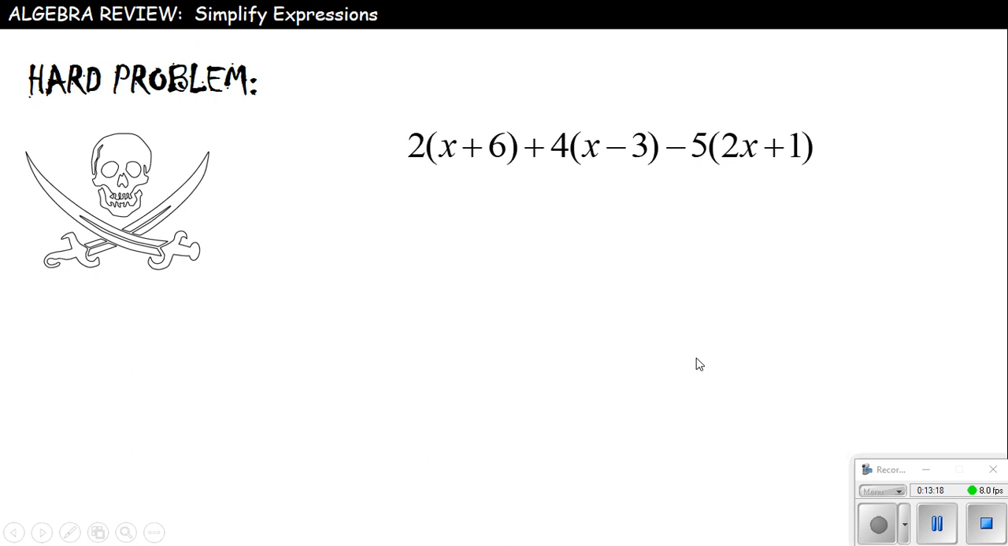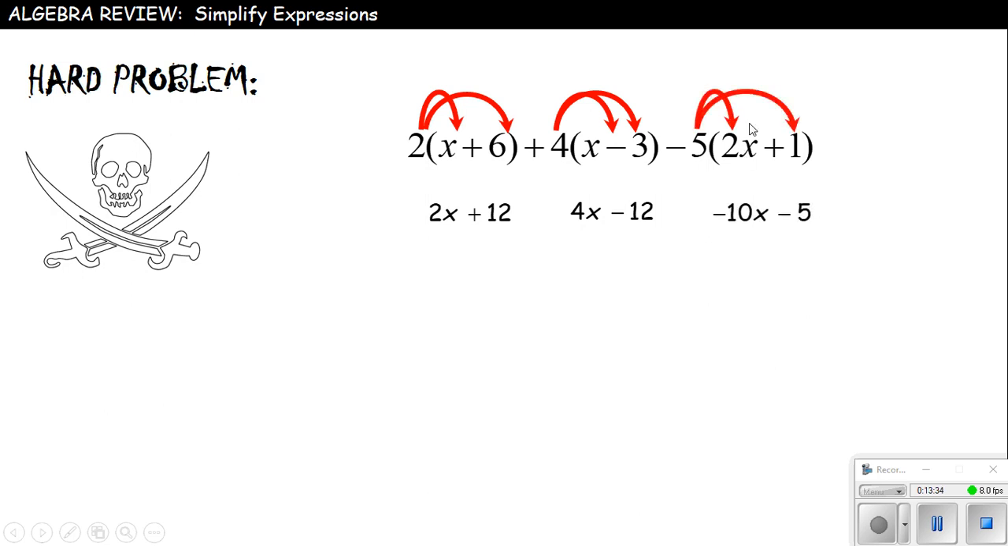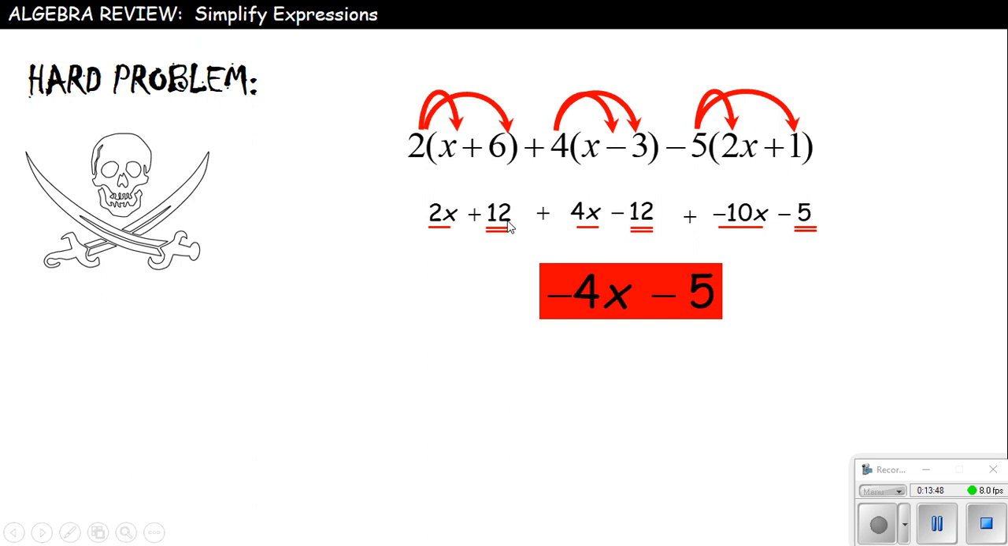All right, so when you do this, you're going to distribute 2 times x plus 6. You'll get 2x plus 12. And then 4 times x minus 3, you're going to get 4x minus 12. And then the hard part, negative 5 times 2x, you get negative 10x. And negative 5 times 1, you get negative 5. Next, we combine our like terms. 2x plus 4x minus 10x. That's going to give us negative 4x. 12 minus 12 cancel out. We just have this minus 5 on the end. That's it.